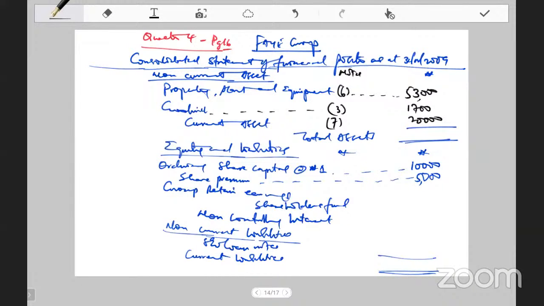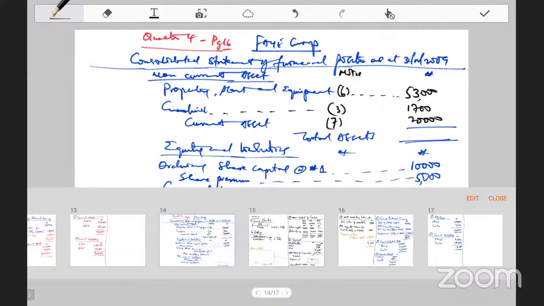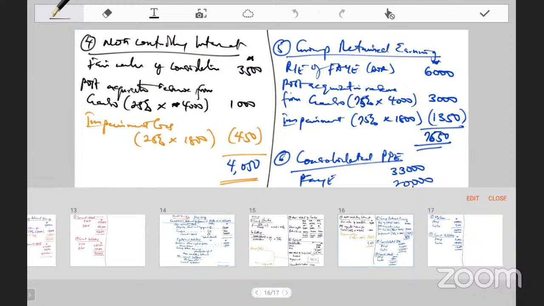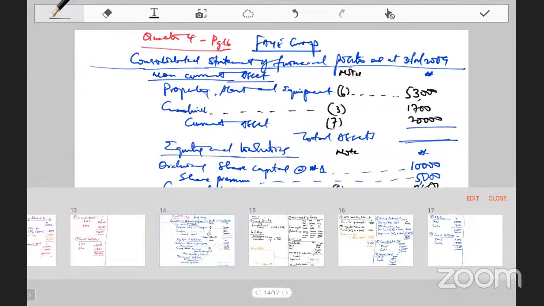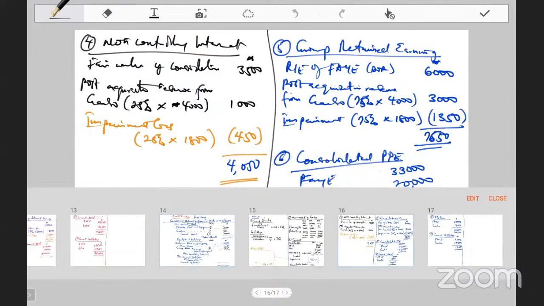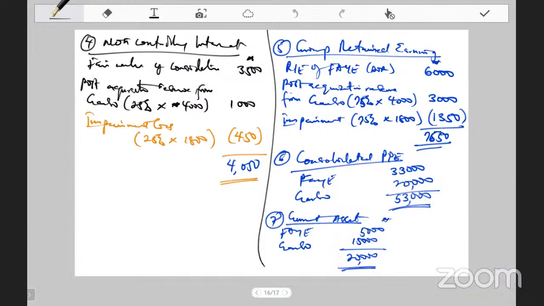So let's go to group retained earnings. Note what is group retained earnings? Note 5, and that is 7,650. Our non-controlling interest, note what is it? Note 4. And that is how much? 4,050 naira.